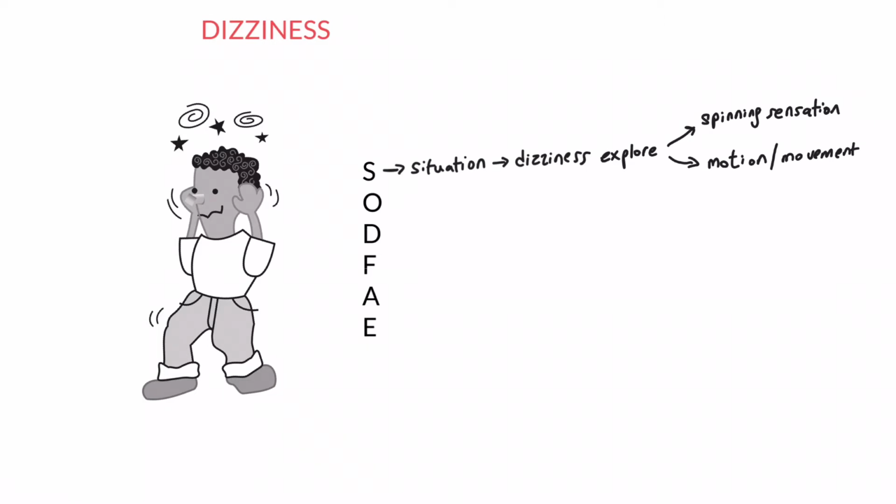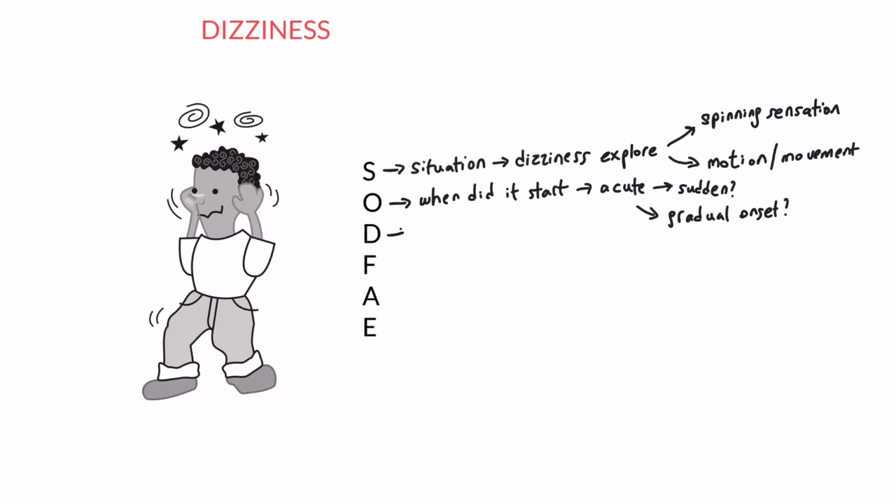Obviously you want to go for O for onset. So when did it start? It could be acute, or all of a sudden, or should we just say sudden? Or gradual onset. It's quite important to know what is going on.